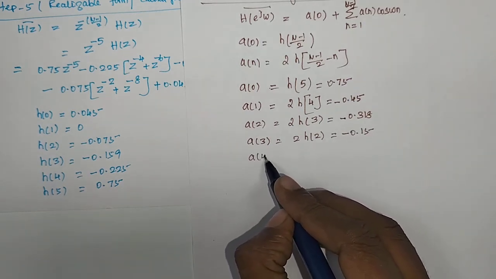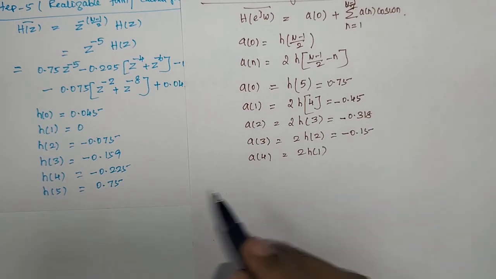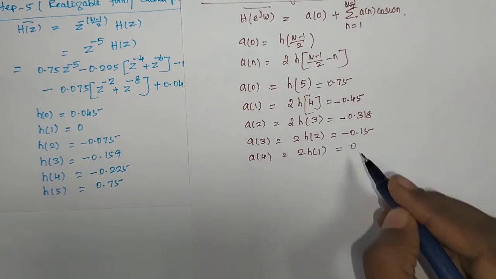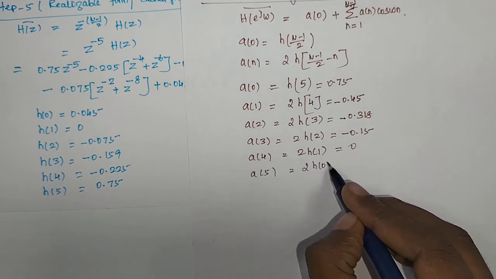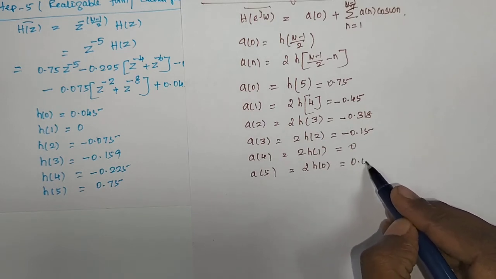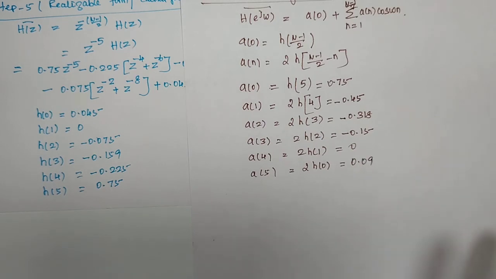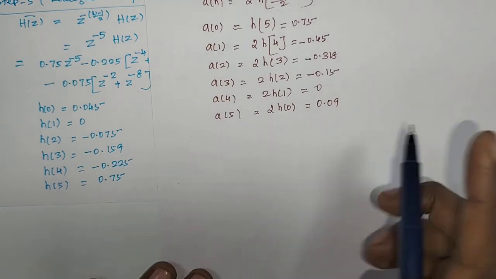And A of 4 is equal to 2 into h of 1. The h of 1 value is 0, so it is equal to 0. A of 5 is equal to 2 into h of 0. H of 0 is 0.045, and this value is equal to 0.09. Then we have found the filter coefficients.